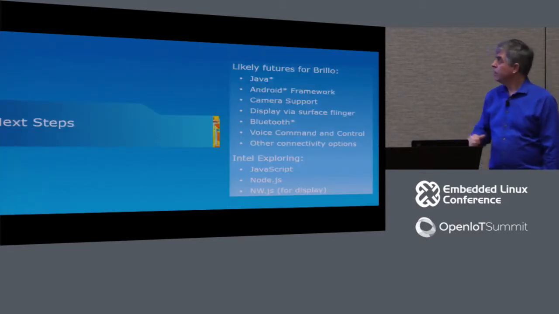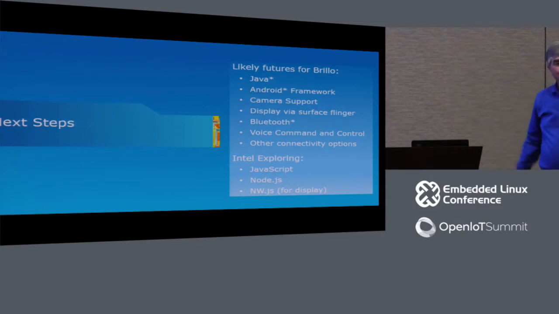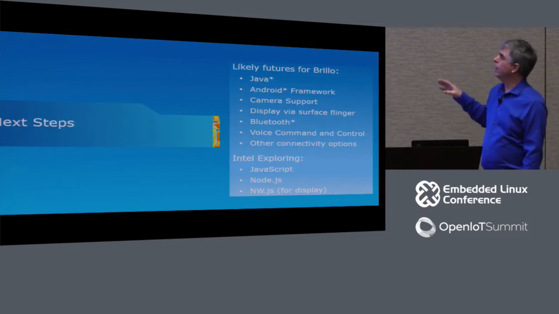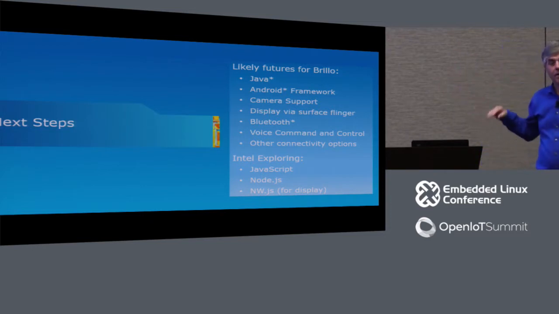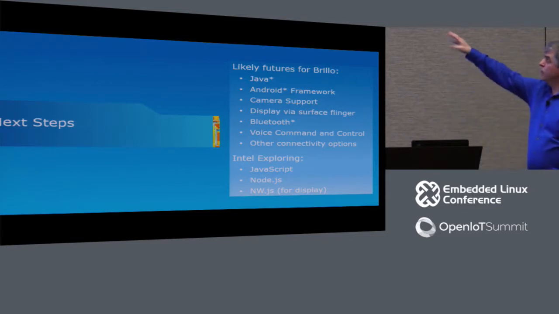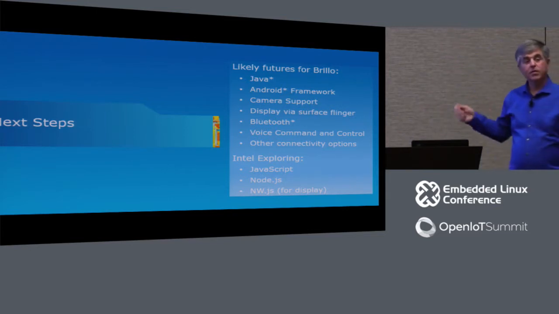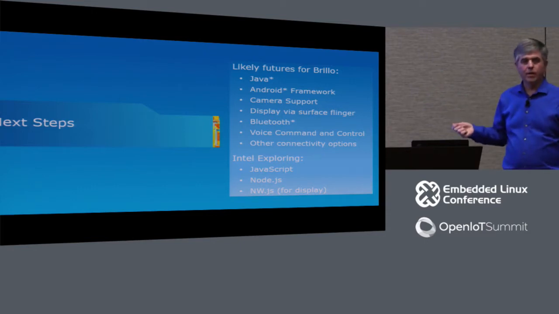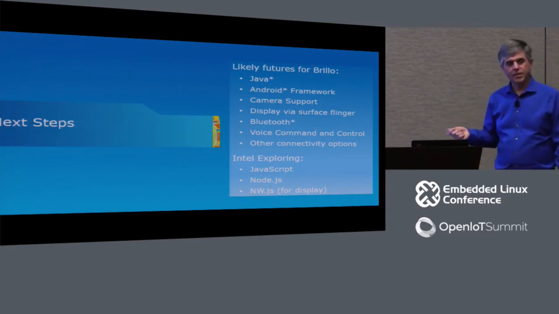Next steps. These are not necessarily Google projects. They're certainly not necessarily committed. They're things that we're looking at, or that we think need to be done, or that we think maybe Google is looking at. So Java is likely to be pulled in and not hard to pull in. We've done some investigation working on that already. Since it's in the Android tree anyway, turning on Java is a pretty easy thing to do.